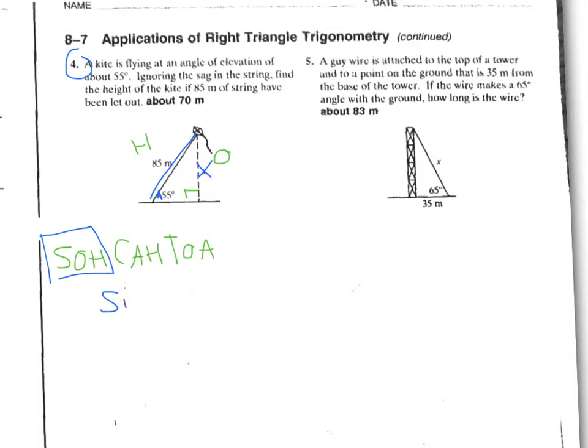If I have the hypotenuse and I'm looking for the opposite, I'm going to use the sine. So now I'm going to have the sine of 55 is going to equal the opposite, which is x, over the hypotenuse, which is 85. To get x by itself, multiply both sides by 85. So you're going to do 85 times the sine of 55, and you will get about 70 meters.